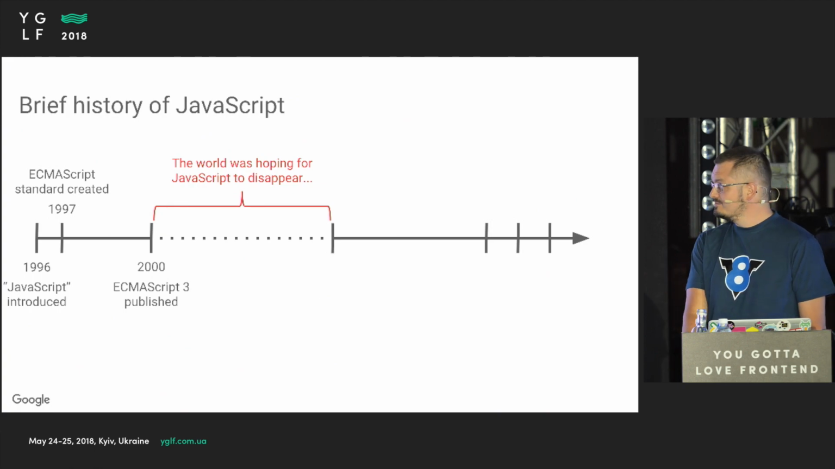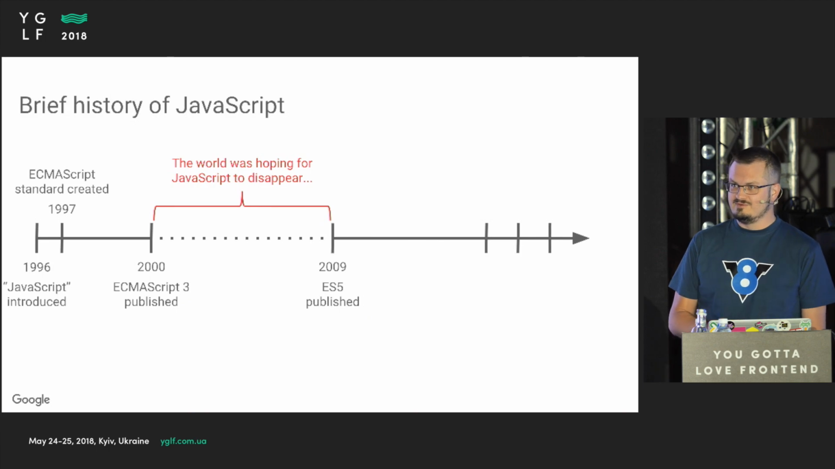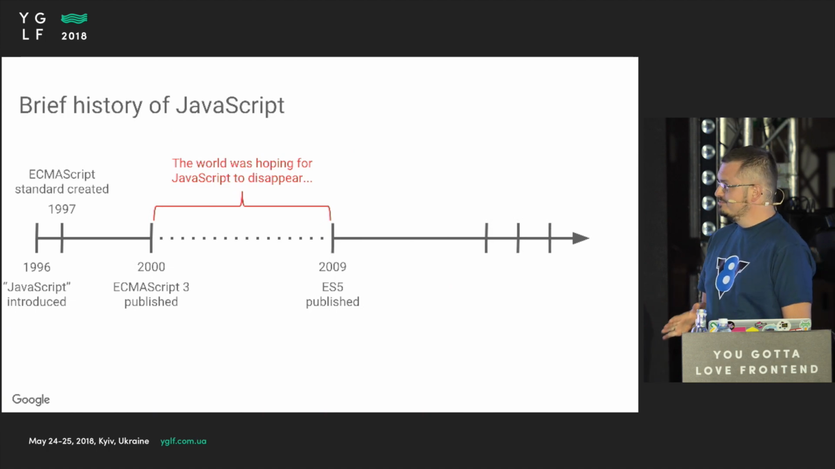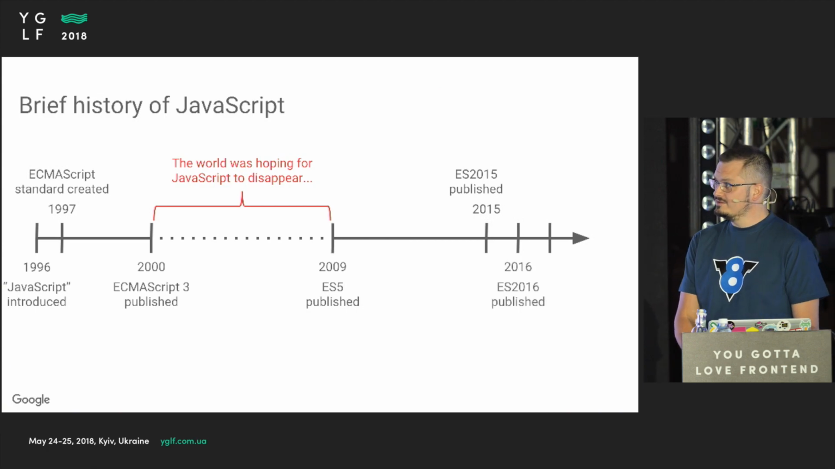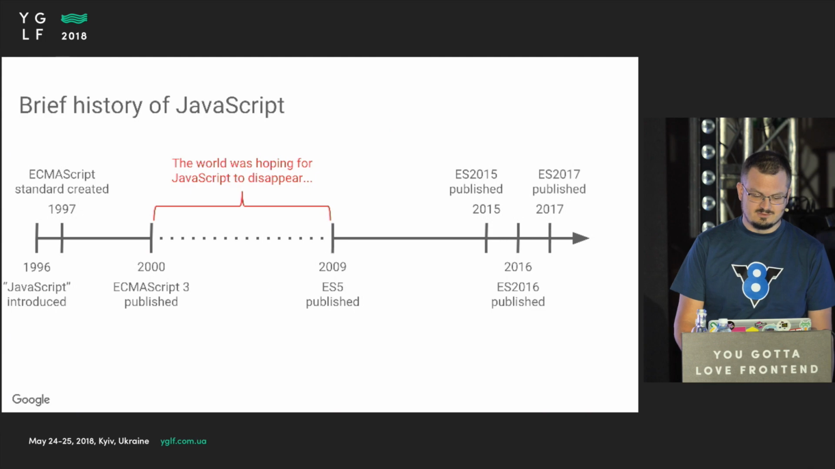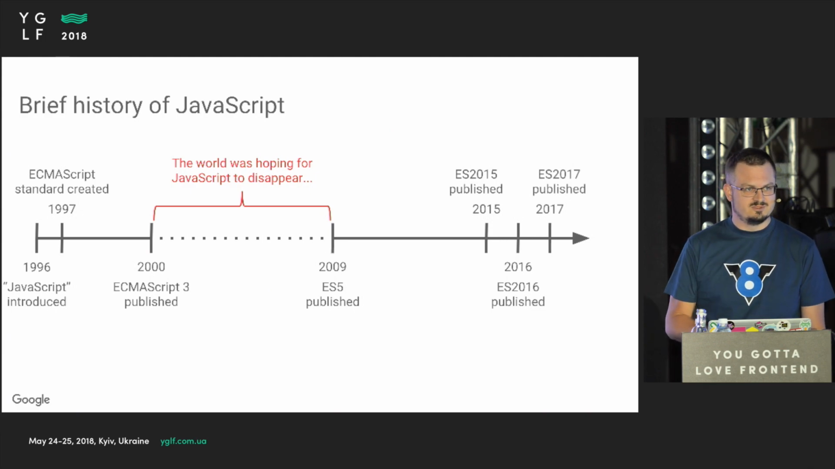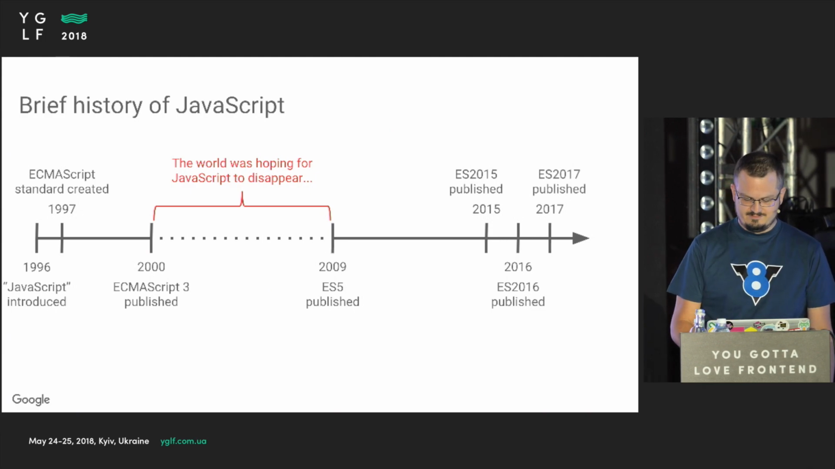And then something magical happened. ES5 was eventually published, so we skipped the 4 because of reasons. And that was when people started looking at JavaScript like, oh yeah, maybe we can do some applications with that even. And then the glorious days started, so then we got ES6, which we later renamed to ES2015. We switched to a yearly cycle, so we got ES2016, ES2017, and we're about to publish ES2018 in a bit.